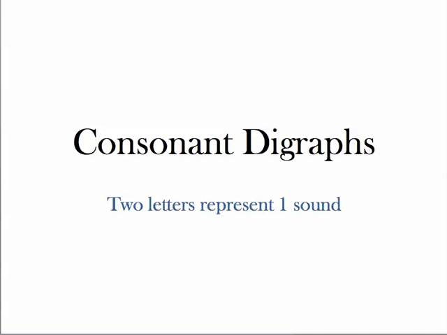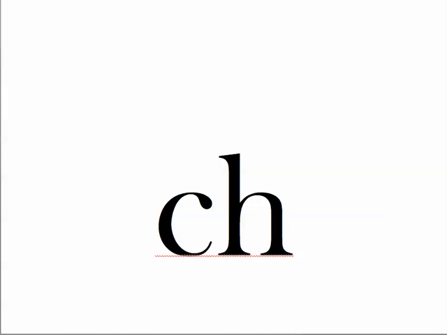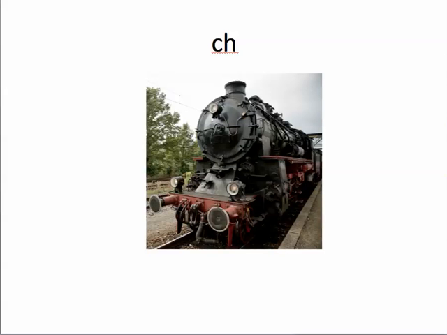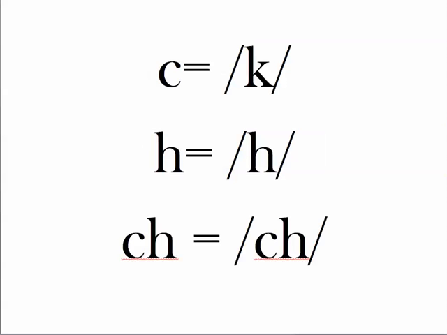Consonant digraphs. Two letters represent one sound. CH is a consonant digraph. CH says ch, ch, ch. You would think the C would say k and the H would say h. Instead, as a digraph, it says ch, ch.